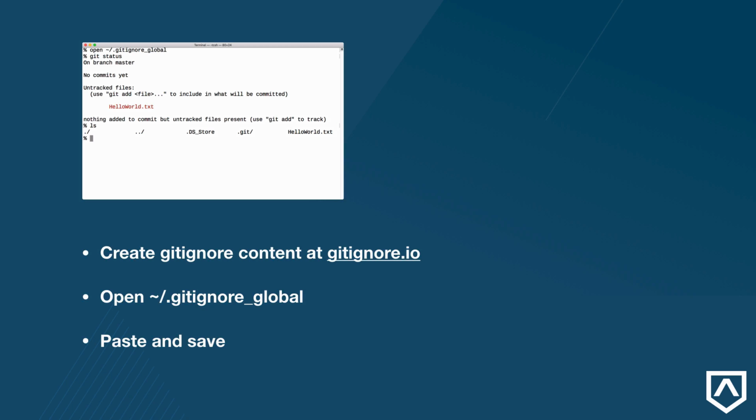Open the gitignore file you created in your home folder, in your favorite editor. It doesn't matter which editor you use. Then just copy the content from gitignore.io and paste it into that file and save it. You are all set and ready to get to work.